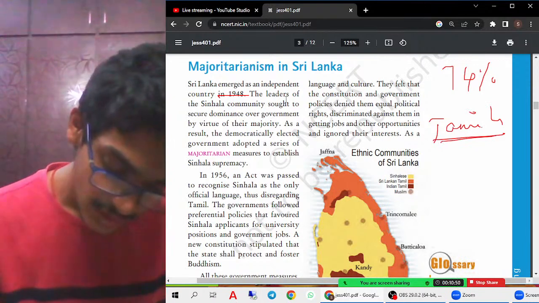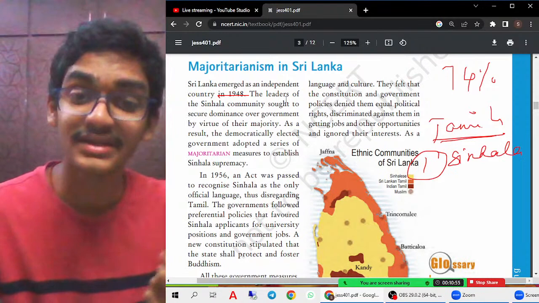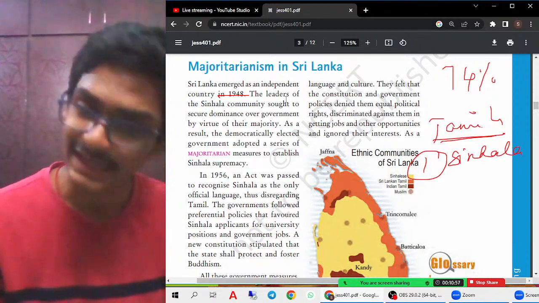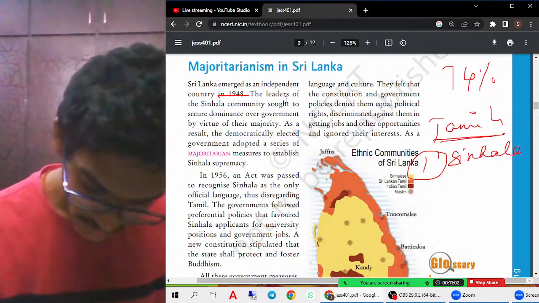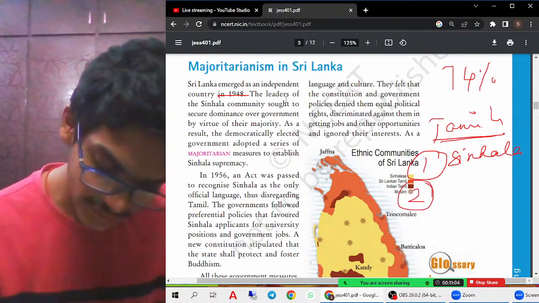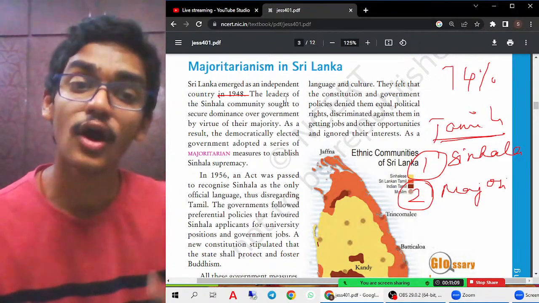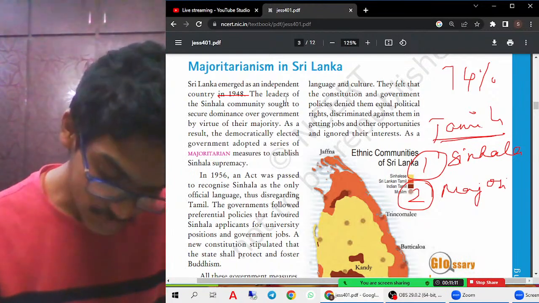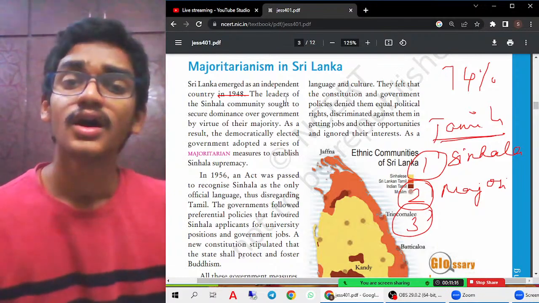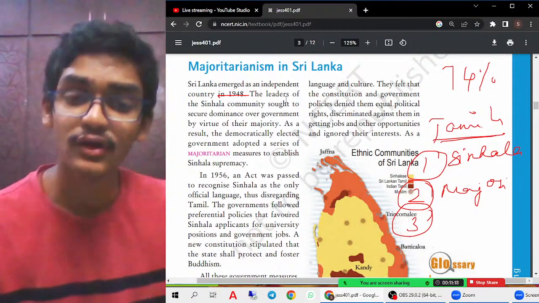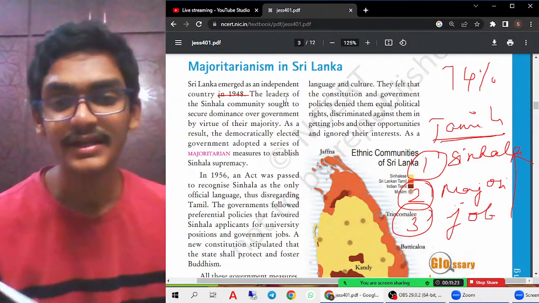Why did they feel that? The first important thing: Sinhala was made the official language, thus disregarding Tamil. They did not make Tamil and Sinhala both official languages; they made only Sinhala the official language. The second important thing: they formed the majority rule, wherein the majority should rule over the minority. This was adopted in Sri Lanka. The third important thing is that university jobs, government jobs, and many other job opportunities were mostly given to the Sinhala people only.